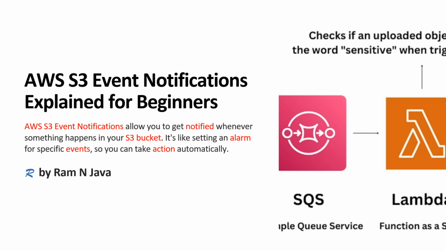In this video tutorial I will explain AWS S3 event notifications. AWS S3 event notifications allow you to get notified whenever something happens in your S3 bucket. It is like setting an alarm for specific events so that you can take action automatically.